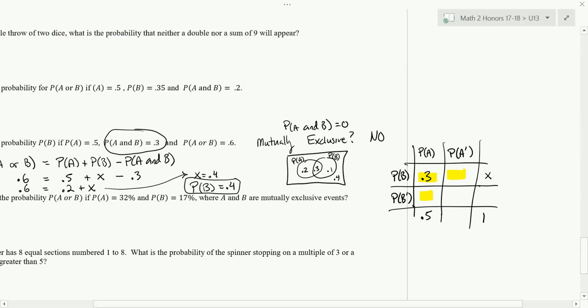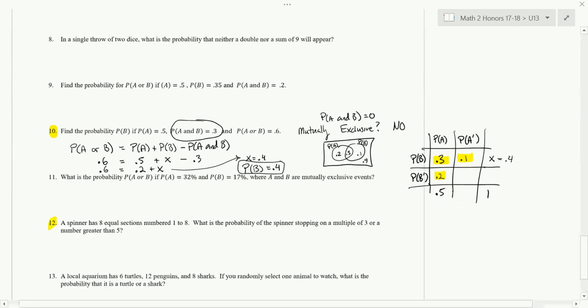And so then if I work with the table, I'd say, well, this has got to be 0.2. And if all three of these add up to 0.6, this one's got to be 0.1. And now if I'm looking for X, that's 0.3 plus 0.1, so that would be 0.4. So that's another way to solve it without the formula. I'm making a connection between what we did with sets and what we're doing here, for that problem. So it's fun to put those there.